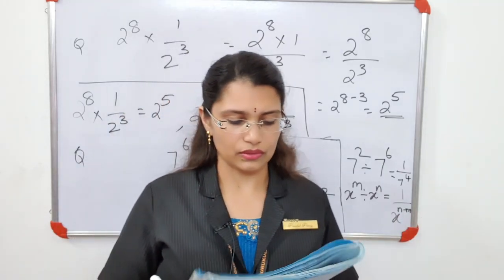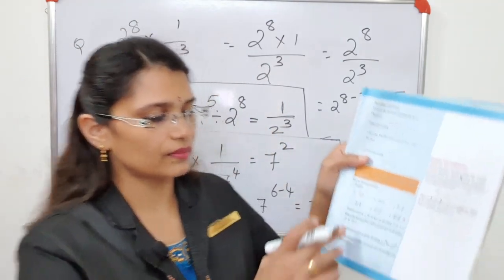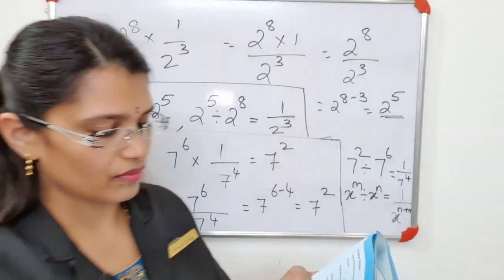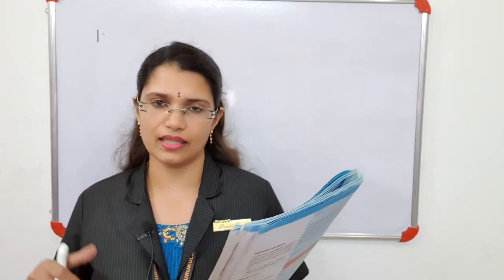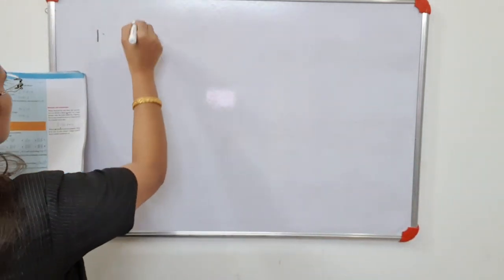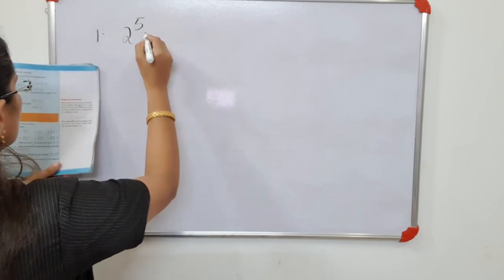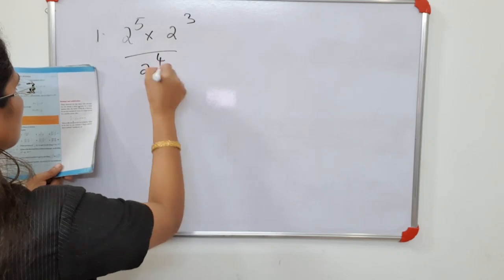Now try these problems, simplify. Some questions are given here. Children, in the simplify exercise, 6 questions are there. 3 questions I will do, and 3 questions you do as homework. The first question is 2 raised to 5 into 2 raised to 3, divided by 2 raised to 4.